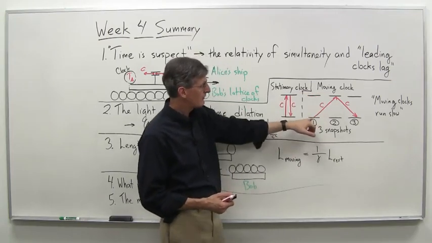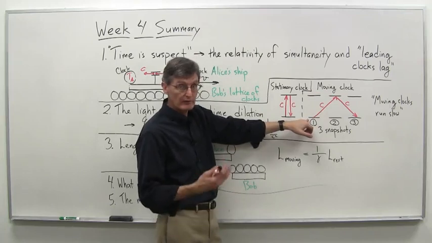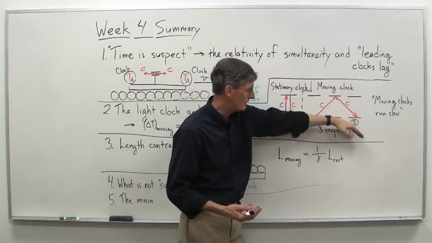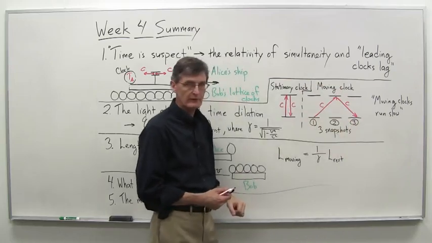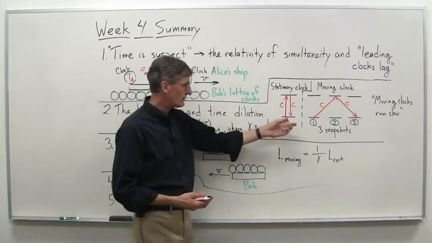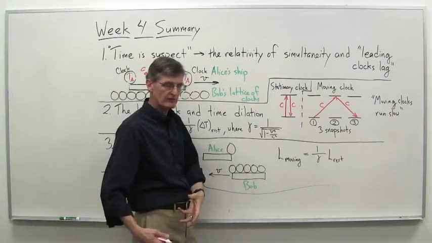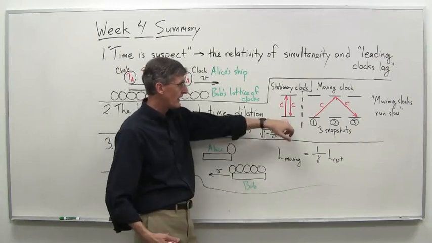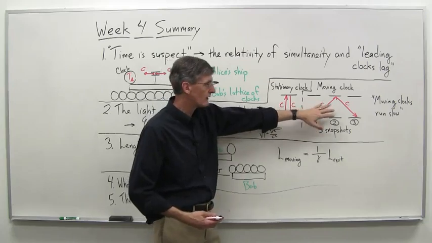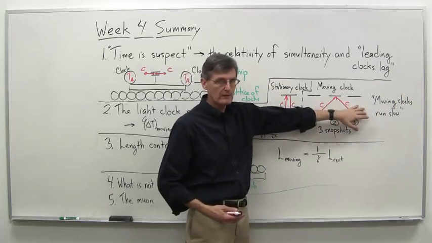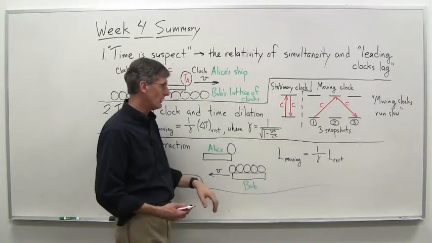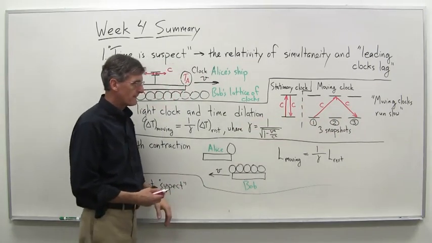And so the only way he can do that is if, from his perspective, the beam of light travels a diagonal path up to the top mirror, and then third snapshot, he sees it back down there again. And clearly then, one tick of the stationary clock, Bob's stationary clock next to him, is faster than one tick of the moving clock, or really the way we often say it is the moving clock runs slow. One tick on the moving clock takes longer than one tick on the stationary clock.